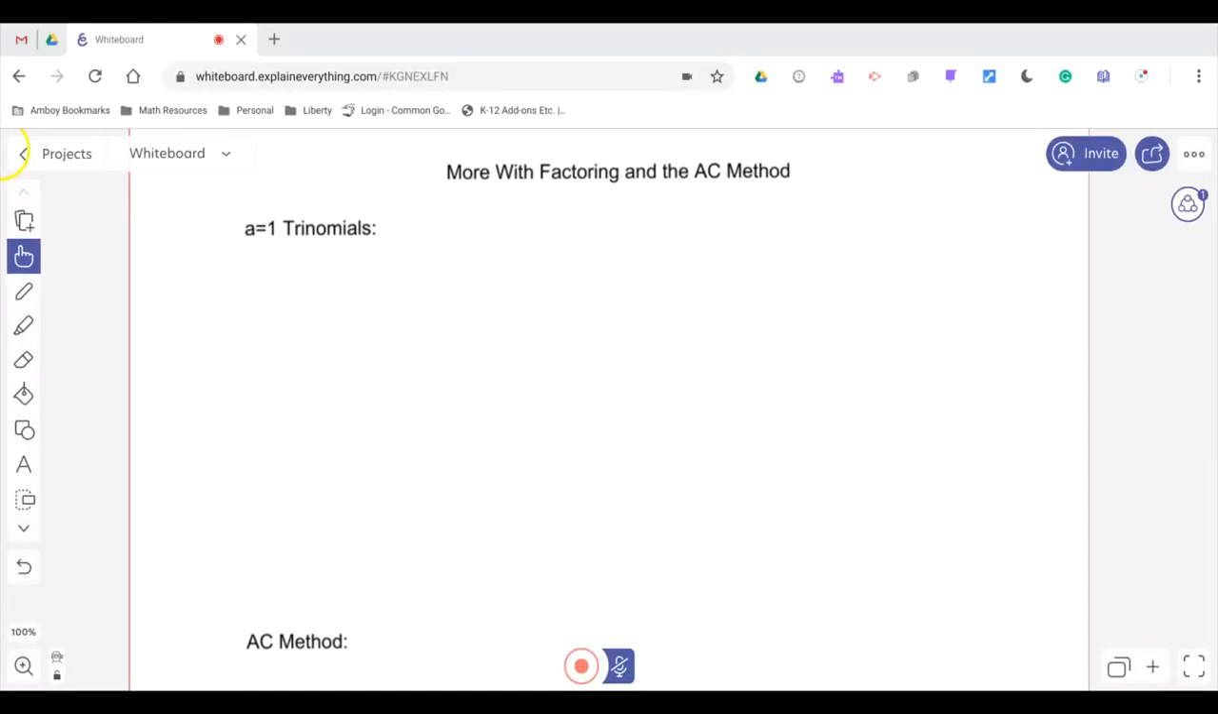Welcome back, Math 1. Today we're just going to get a little bit more practice with factoring and using the AC method, and we're really going to focus on solving completely today.